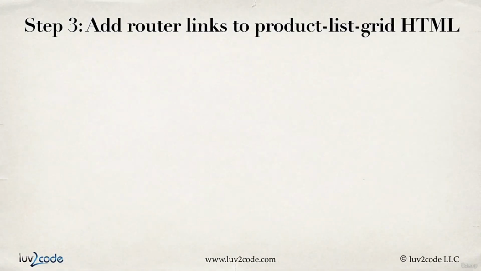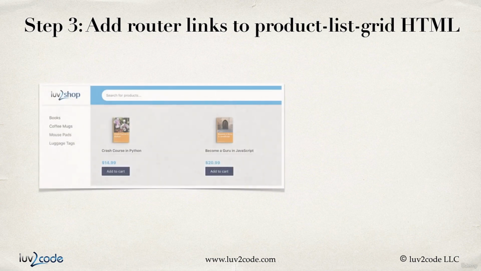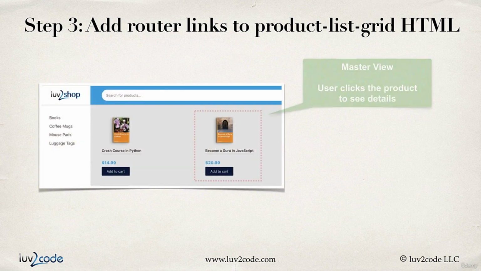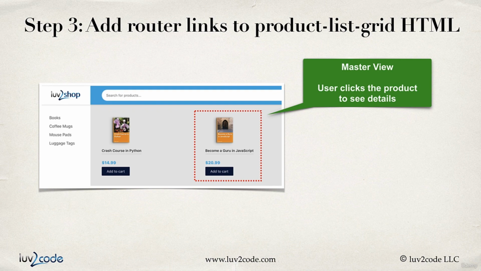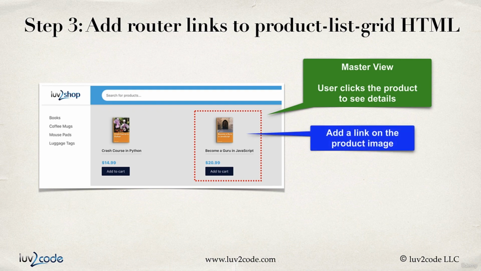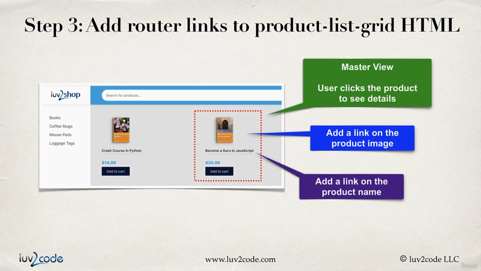With step three, we're going to add the router link to the product list grid HTML. So here's our main page here. And so basically when the user clicks the product, then we want to show the details. So we're going to add a link on the product image and also add a link on the product name.